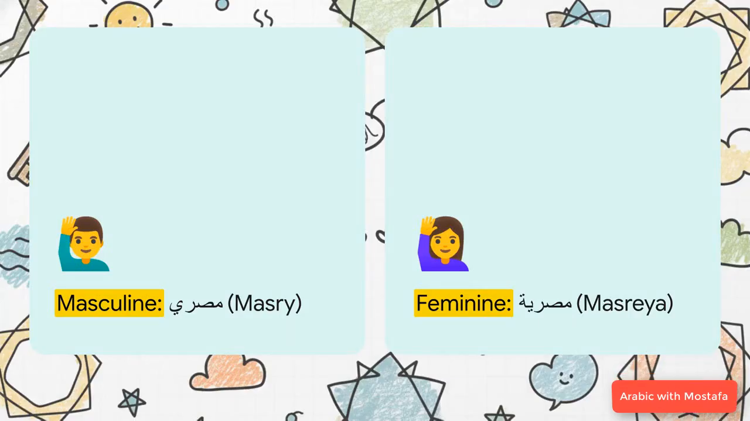Let's just zoom in on that pattern for a second. For the masculine version, you usually add a Y sound to the end, like Masri. For the feminine, you add an iya sound, making it Masriya. This is a really fundamental pattern you'll see all over the language. Let's just hear that one more time. Masri and Masriya. Got it?